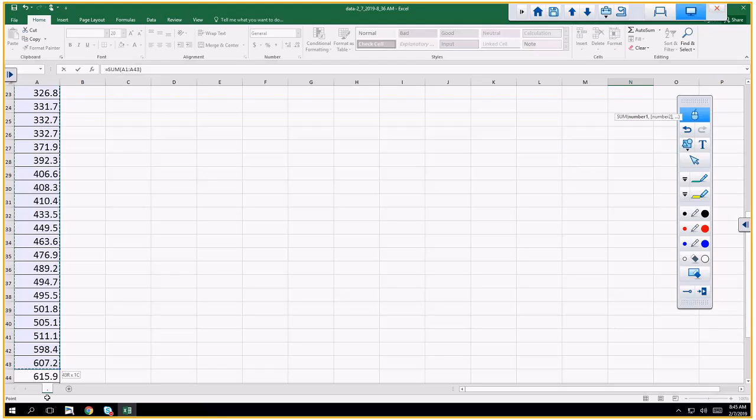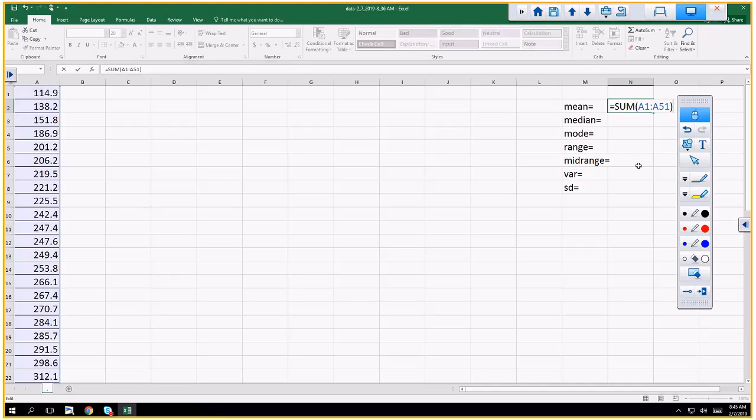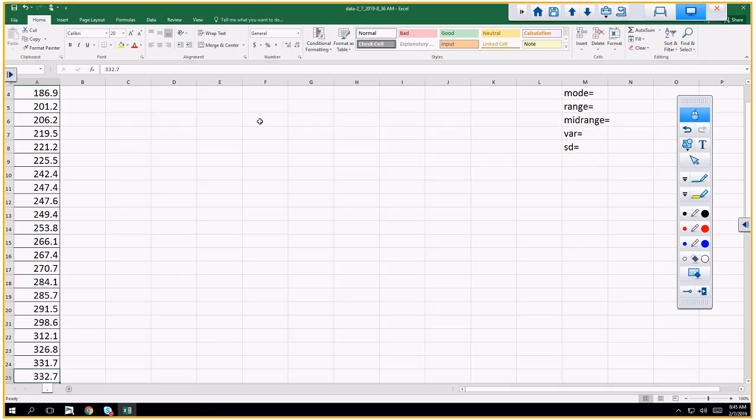And how many we got? 51. So I'm going to divide that by 51. Enter. And I've got it to 3 decimal places. That's good enough for government work. So now I'm going to find the median. Well, that'll be 26, won't it? Yes. That'll be that number, so I don't have to do anything because 51 is odd.